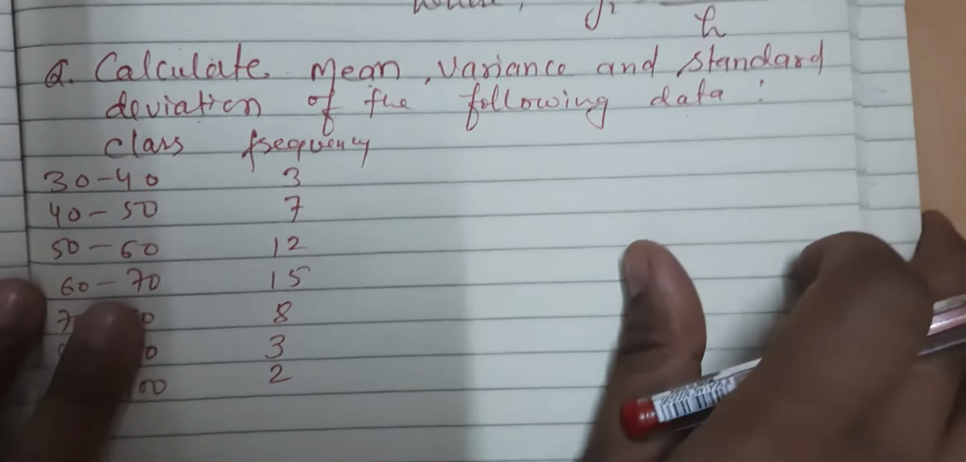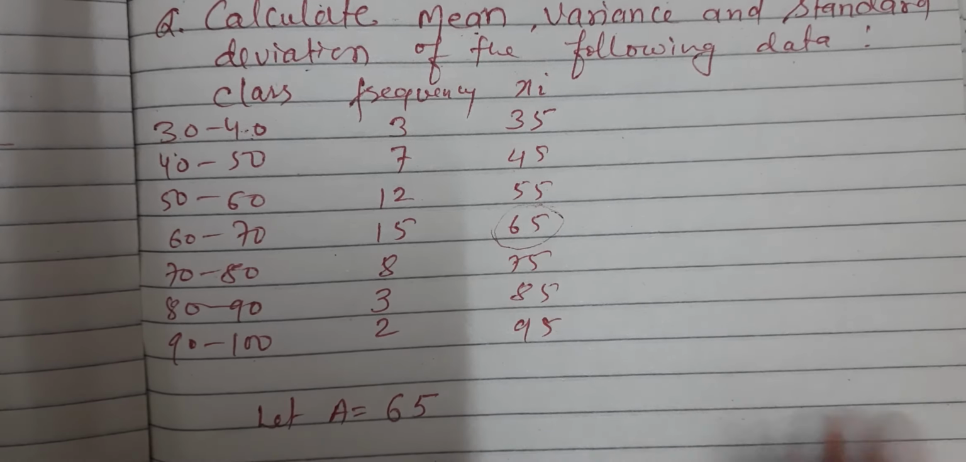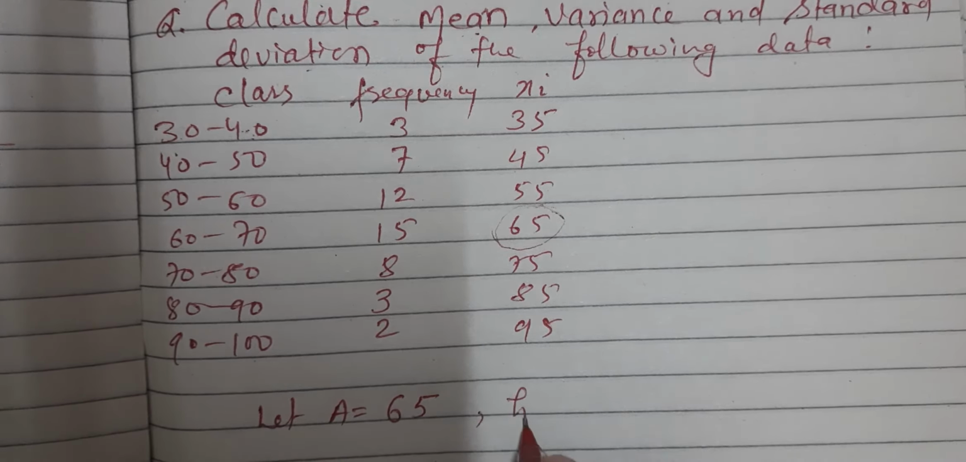And from this xi we will assume that this is our mean. So we will write let A. We can assume any number as the mean, but most of the time we assume the middle number, the number which is in the middle. So let A be 65. Also we will write the value of h. Here the class size is 10, so h will be 10.